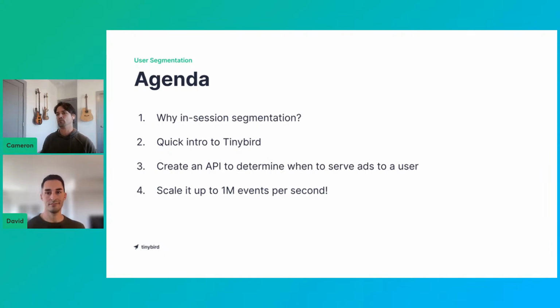And then David's going to do a quick intro to Tinybird. So if you're joining and you're new to Tinybird or you're curious about it, that'll help. And then David's going to actually run an example. We're going to create an API while ingesting some events data from a game to determine whether to serve ads to the user, and then we'll scale it up so you can see how that would work with high user concurrency.